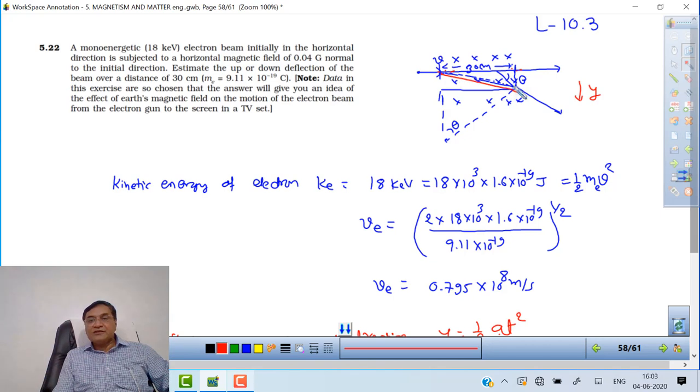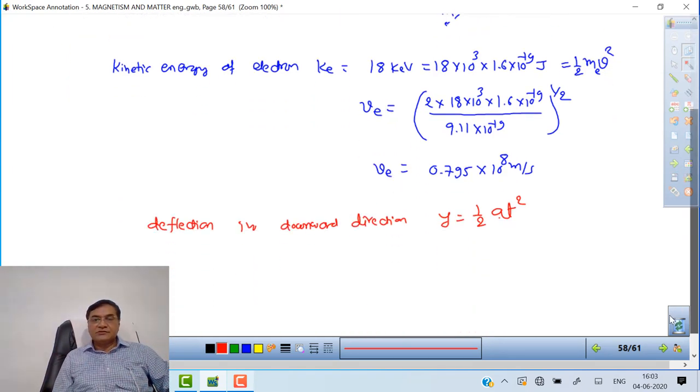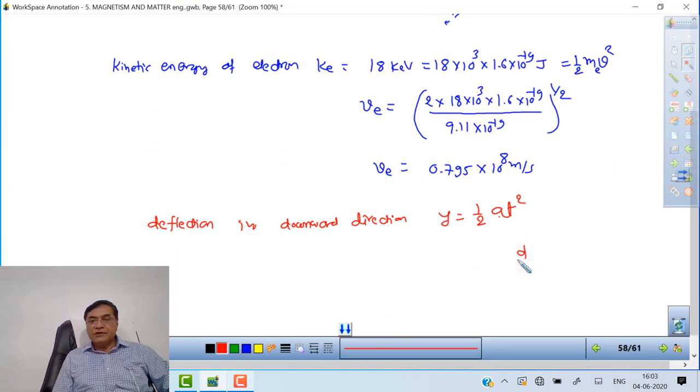Now the velocity is large, so whether you take the velocity in this direction or that direction, there is no big change. So I take that velocity only. Velocity and distance are known, so I can write t square as d by v square. And the acceleration: we know that F is equal to ma and F is equal to qvB, so I can write a as evB upon m. Understood? This is the acceleration and this is the time.